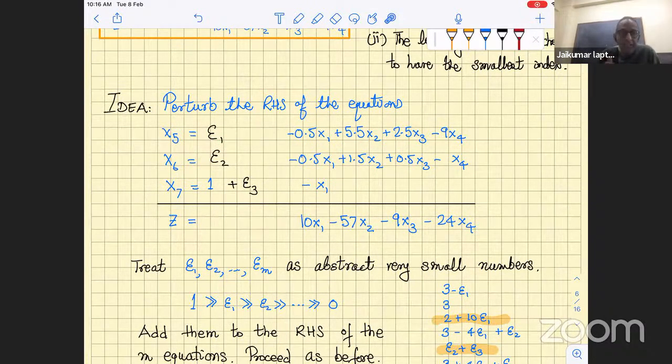Okay, and this will continue always because we are just going to add multiples of one equation to the other in this entire simplex process. So you should imagine that wherever x5 is there in that equation or in that objective function, epsilon 1 will also be there, and they will have opposite coefficients.